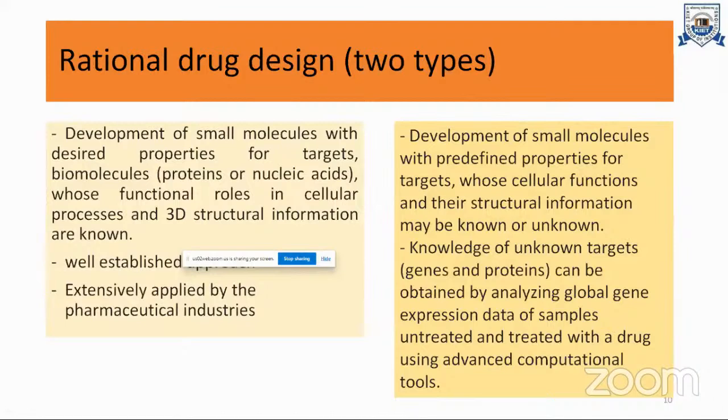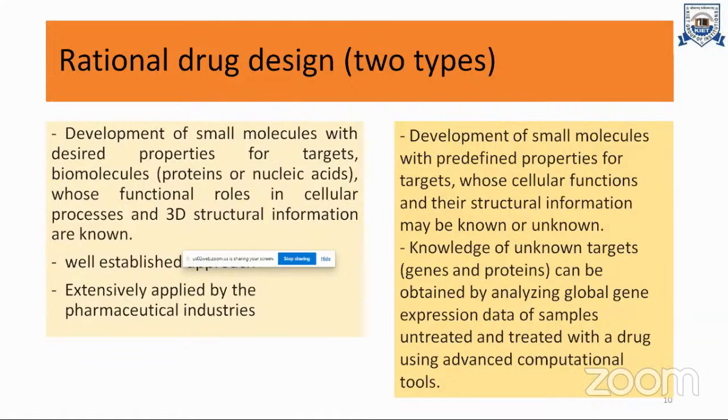Then rational drug design can be divided further into types. In that, first of all, we can develop small molecules which will have some desired properties for targets, or biomolecules. Then there may be a second method where small molecules are developed with predefined properties for particular targets and their cellular functions, and the structural information may be known to us or we may be unaware of it. So that may be the other experimental model we have.